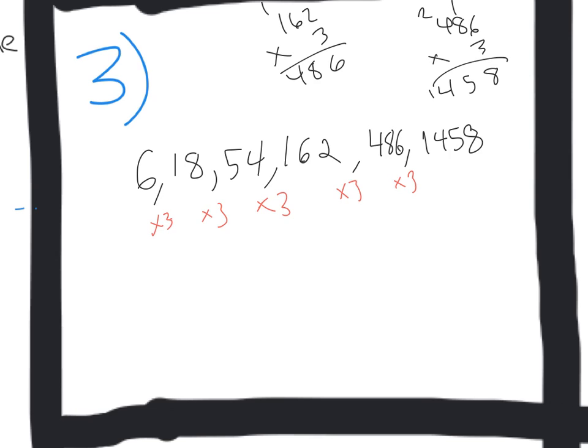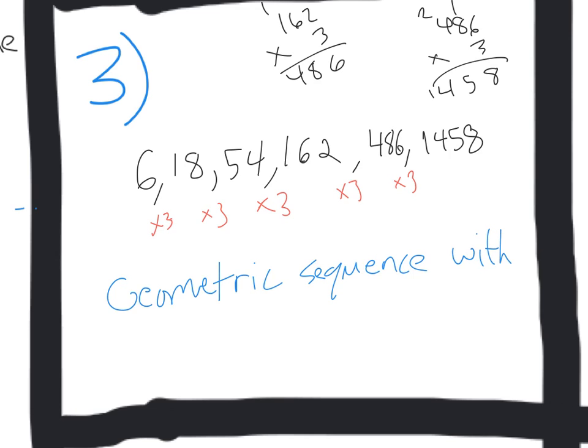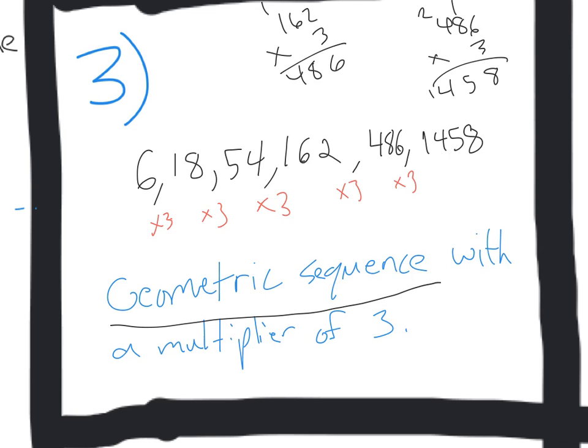And this is actually called a geometric sequence with a multiplier of 3, because we are actually taking our previous number and multiplying by 3 to get the next number in the sequence. So 6 times 3 makes 18. In order to get the next number in the sequence, we do 18 times 3 to make 54, so forth and so on. The key idea here is that this is a geometric sequence.